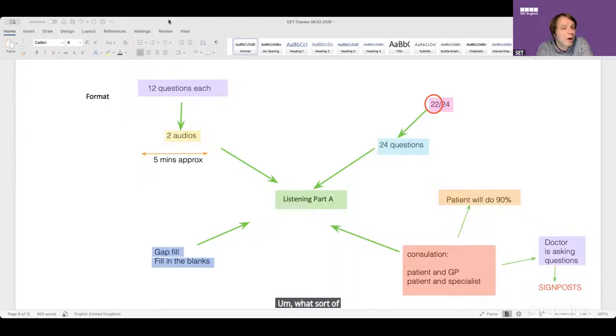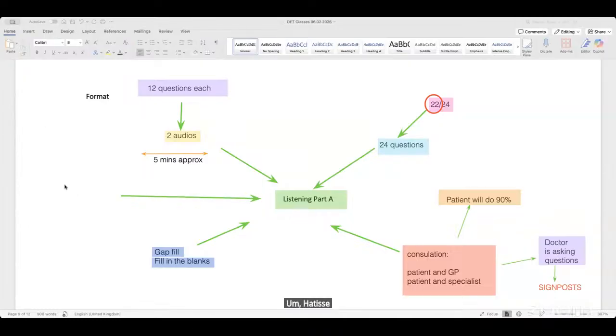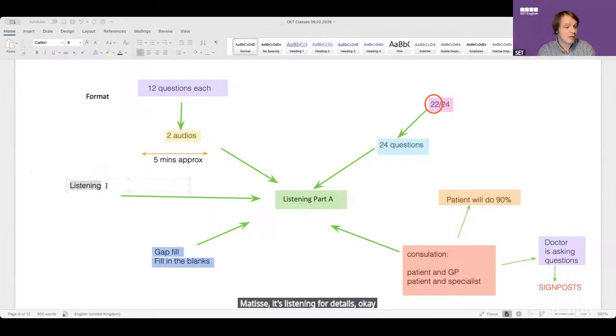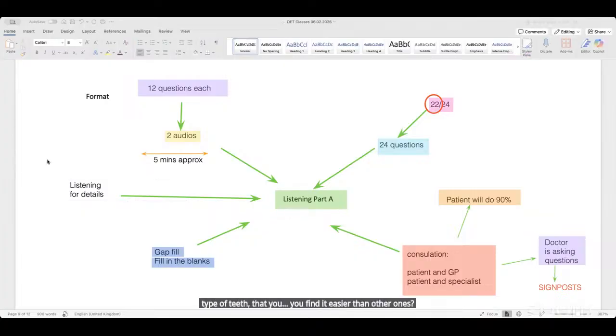What sort of listening are we supposed to be tested on? Is it listening for the main idea? No. So what kind of listening are we doing here? It's listening for details. Are you very good at this type? You find it easier than other ones? Yes, it is easier for us because it might be for our subject.